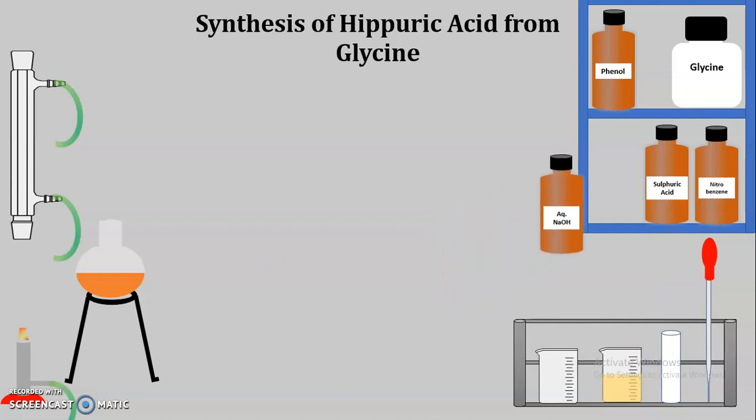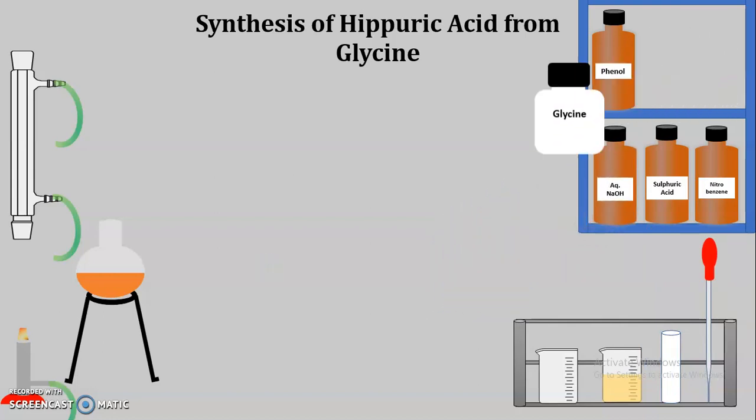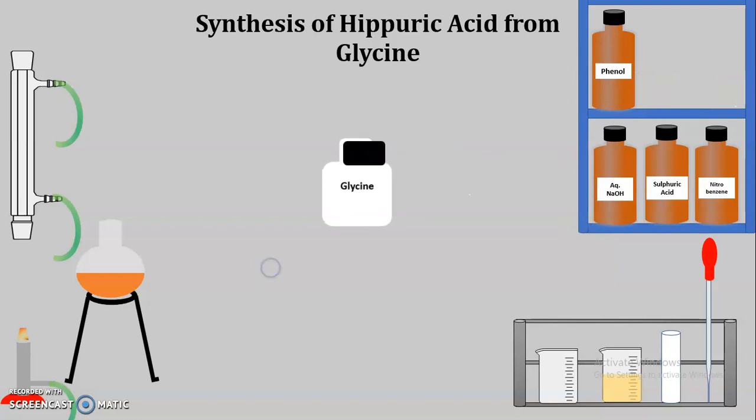Further, we also have to add a small amount of glycine. In this experiment there is no need to carry out refluxing, so a conical flask as well as an RBF is sufficient to perform this reaction. With the help of the spatula, we will measure the required quantity of glycine and transfer it into our RBF or the conical flask.